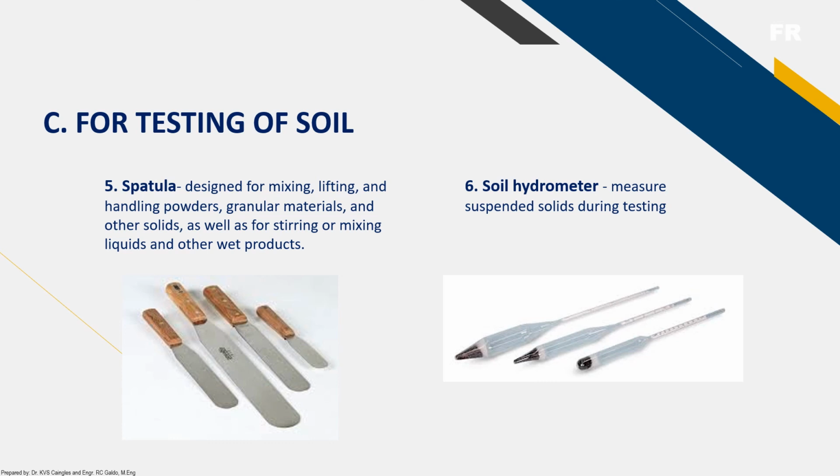Another apparatus that we use as we do testing for soil is the spatula. It is designed for mixing, lifting, and handling powders, granular materials, and other solids, as well as for stirring or mixing liquids and other wet products. We also have the soil hydrometer. It measures suspended solids during testing.